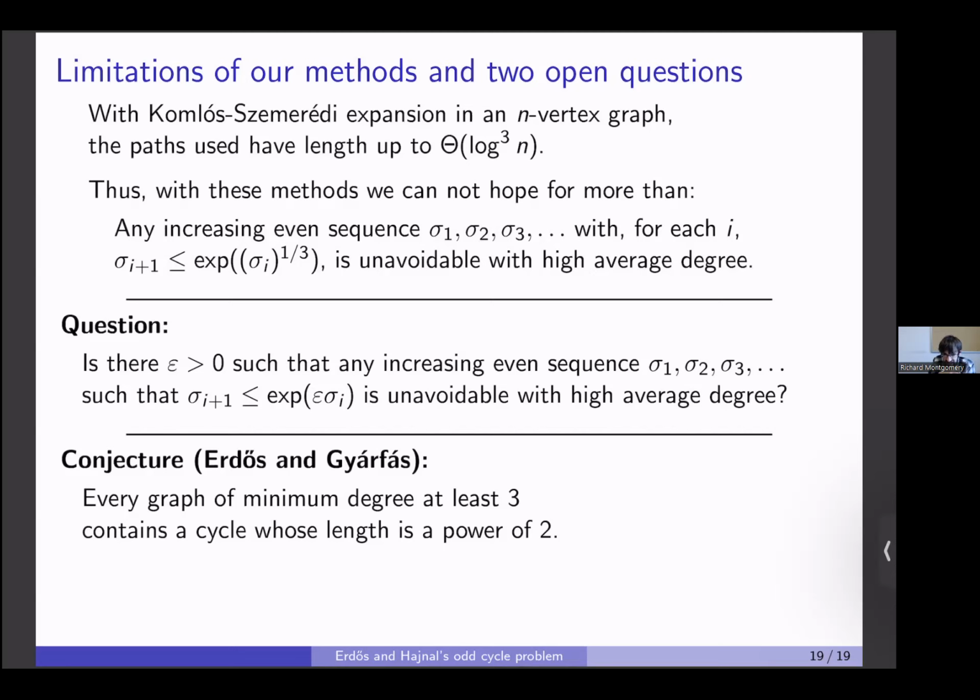And then just to say that, okay, we proved that if a graph has sufficiently large average degree, then it contains a cycle whose length is a power of 2. We're really far away from doing the best possible here. There's a conjecture of Erdős and Hajnal that every graph with minimum degree at least 3 should contain a cycle whose length is a power of 2, which seems well out of reach of our methods.